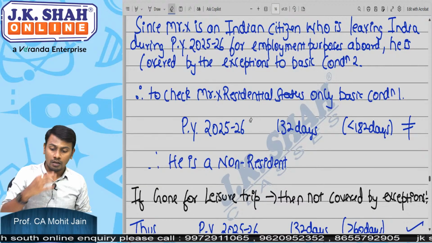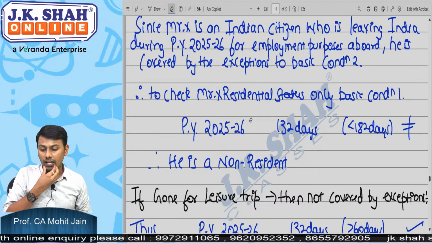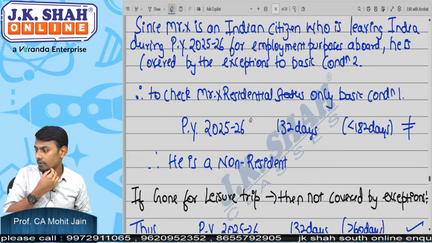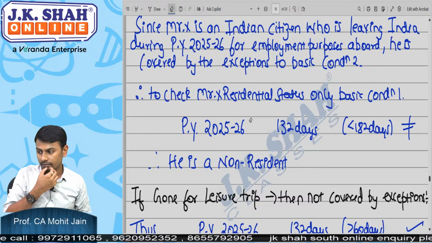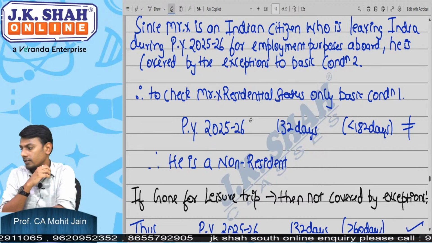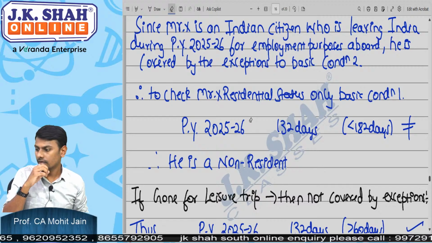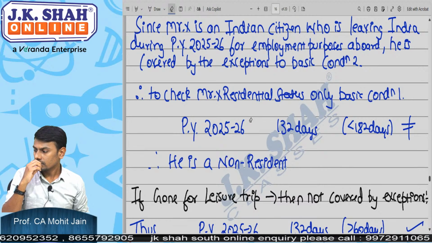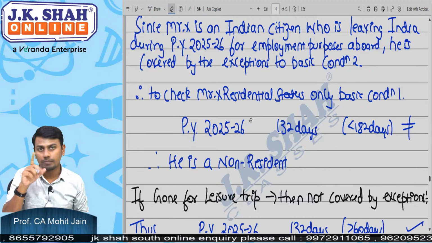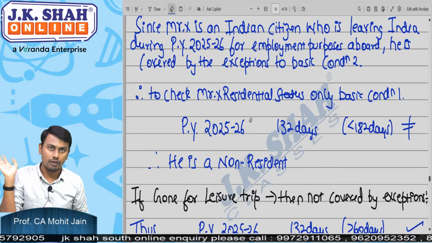So in previous year 25-26 he was there only for 132 days, which is less than 182 days. So he is a non-resident. If he would have gone for a leisure trip, then will he be covered by the exception? No. Then everything you will have to check.